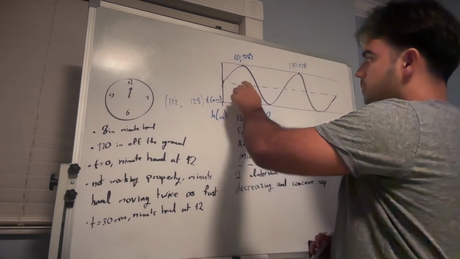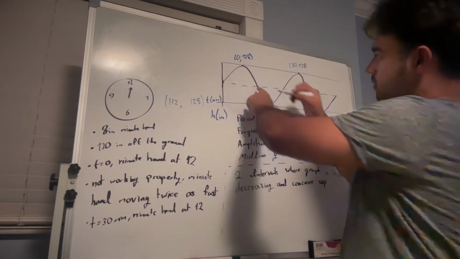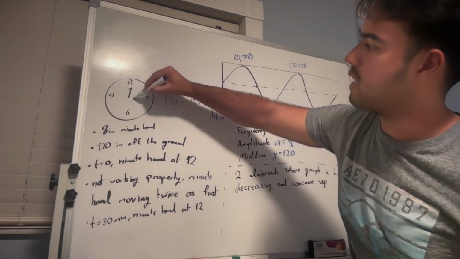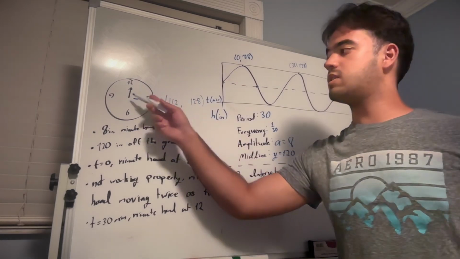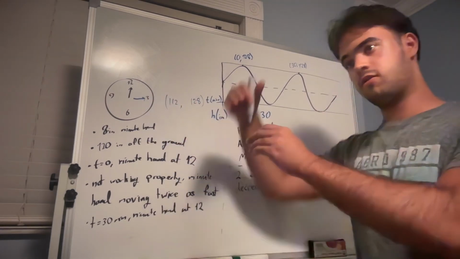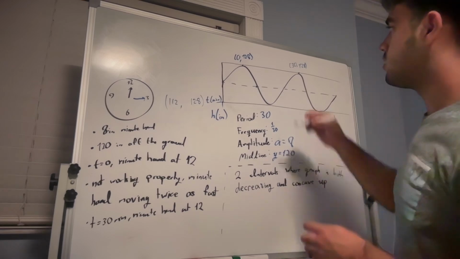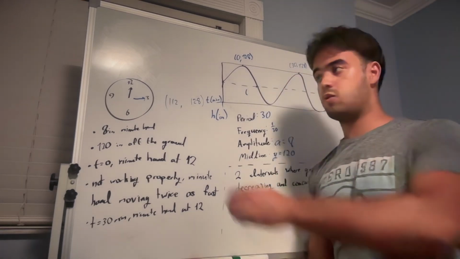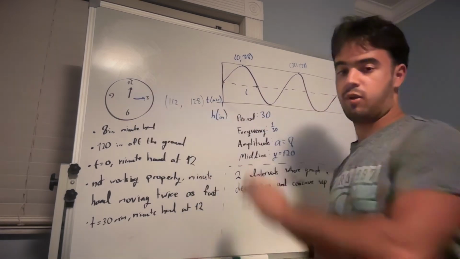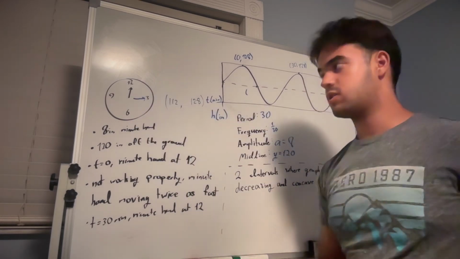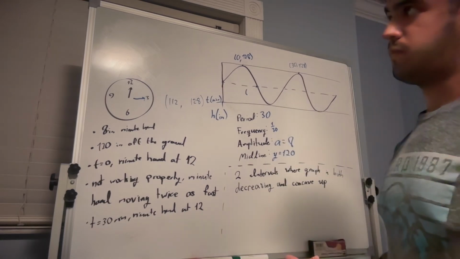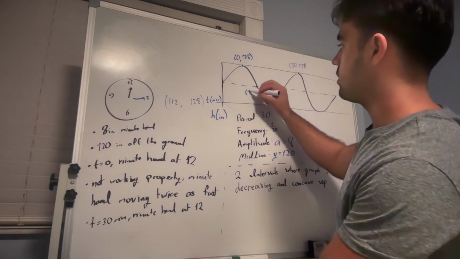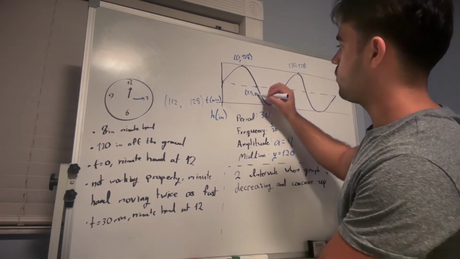Now, let's see what happens here when it reaches the midline. Well, it reaches the midline when the minute hand is pointing at 3, right? The minute hand is level with the center of the clock in terms of the vertical position. So typically it takes 15 minutes for the minute hand to reach the 3. But because it's moving twice as fast, it's only going to take half that amount of time. So instead of 15 minutes, it'll take 7.5 minutes. I'm going to write 7.5, comma 120.